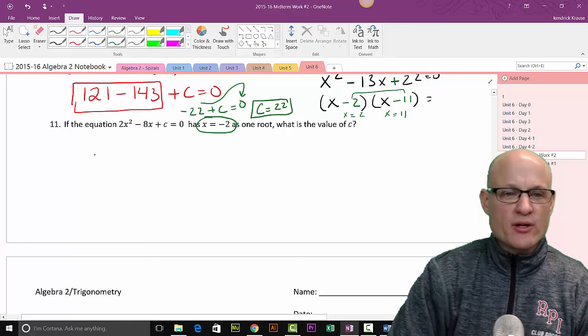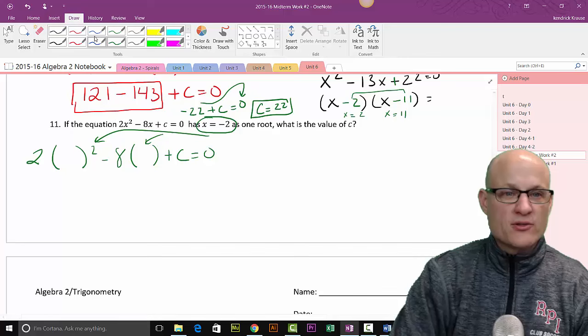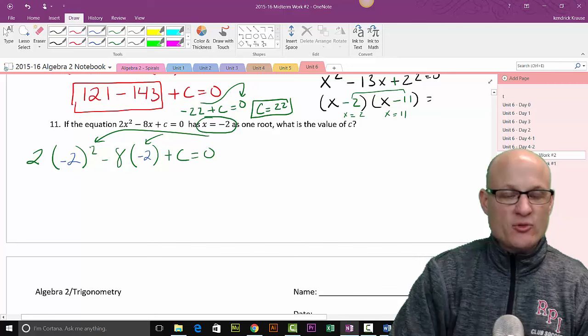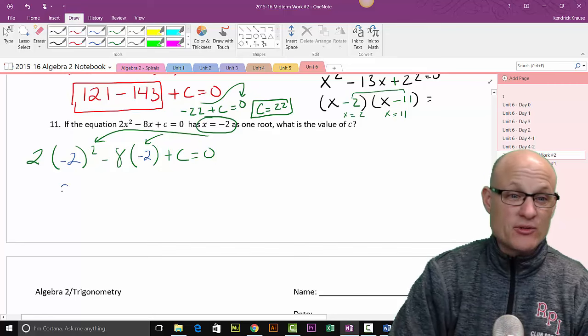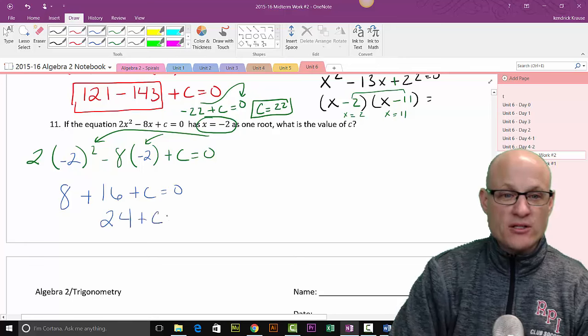x equals negative 2 is one of the roots, so we're going to replace it. So 2 parentheses squared minus 8 times parentheses plus c equals 0. I'm going to plug this in. So negative 2. Be careful with negatives. Negative 2 squared is positive 4 times 2 is 8 plus 16 plus c equals 0. Maybe I should slow down on this. 24 plus c equals 0. So in this case, c is equal to negative 24.